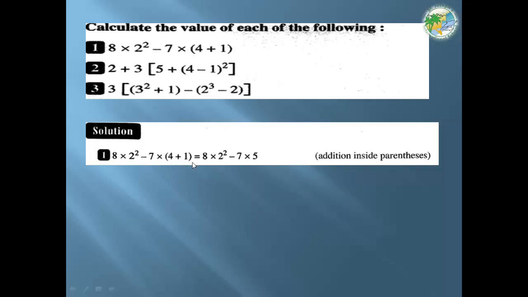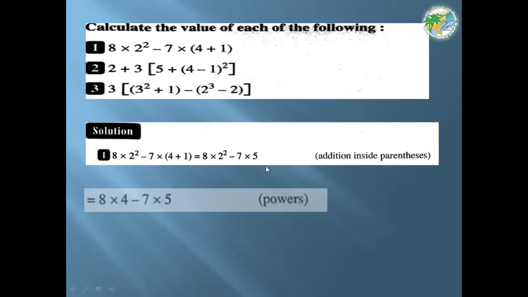Okay. We said before, addition inside brackets. So the first thing, don't solve any other number, just in number 1 we solve the 2 numbers inside the brackets. Okay, then 8 times 2 power 2 minus 7 times 5. Okay, this is the first step. So we said in number 1, brackets.